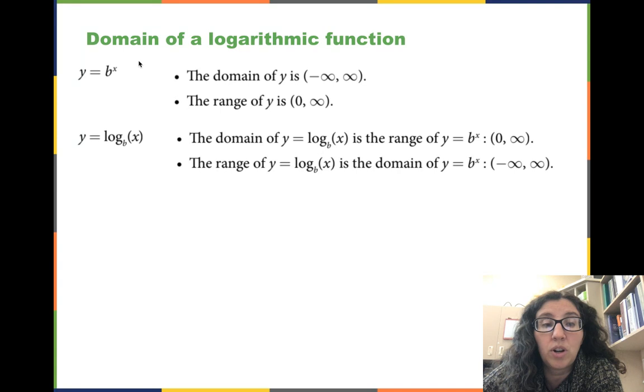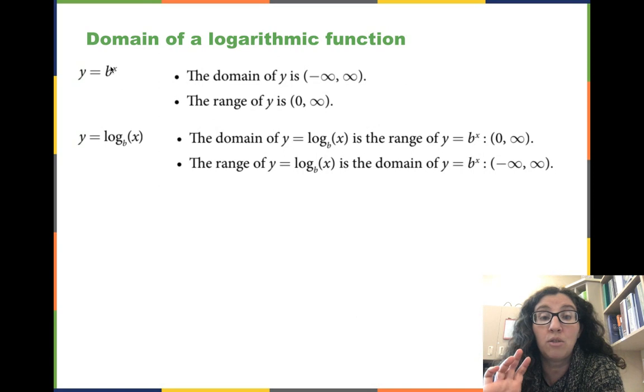And if b is greater than 0, it increases. If b is less than 0, it decreases. In either case, the domain is negative infinity to infinity, and the range is 0 to infinity, right? As we talked about last time, this is the inverse of the exponential function. So we know the domain and range are going to flip, right? So the domain is the range of the exponential, 0 to infinity, and the range is negative infinity to infinity.